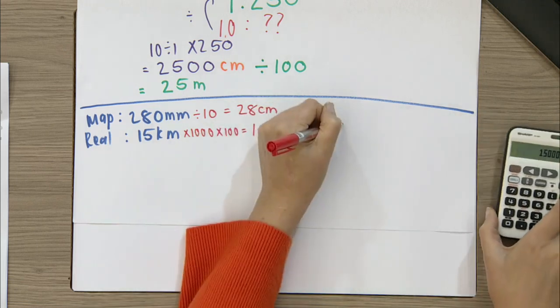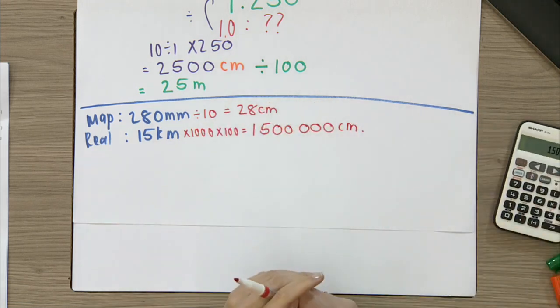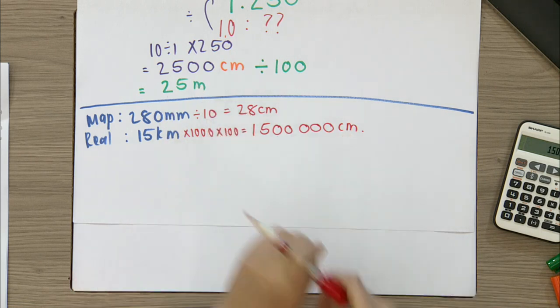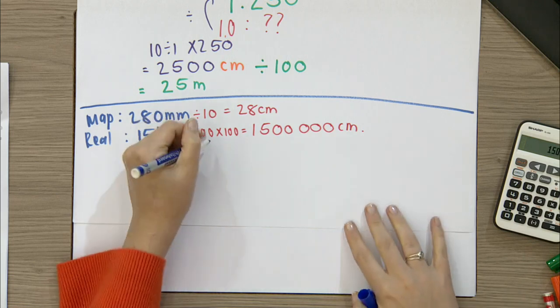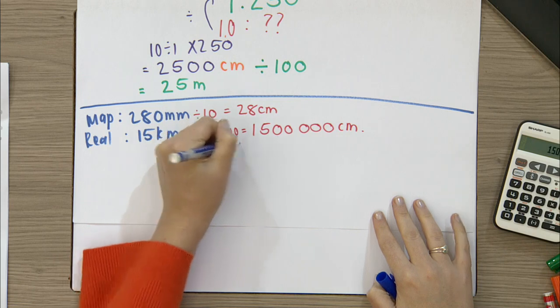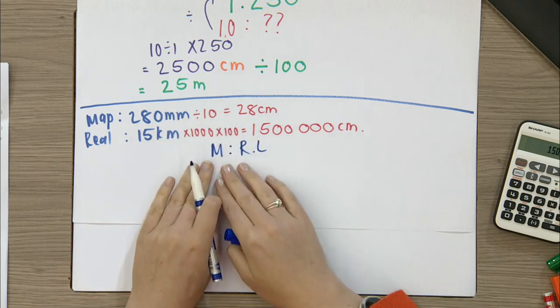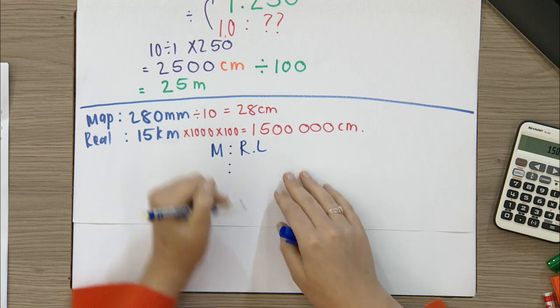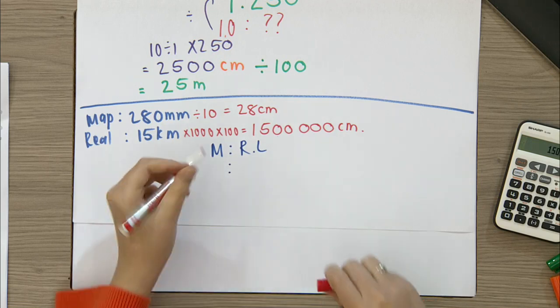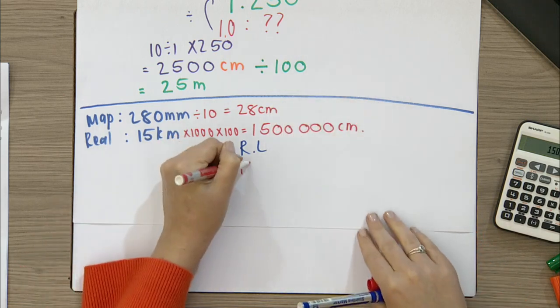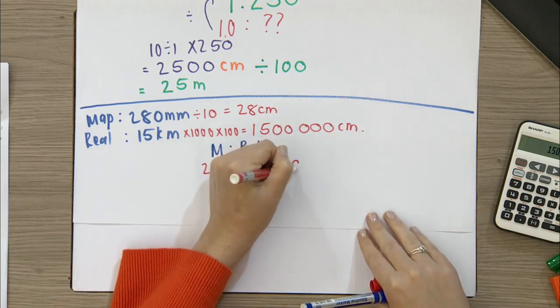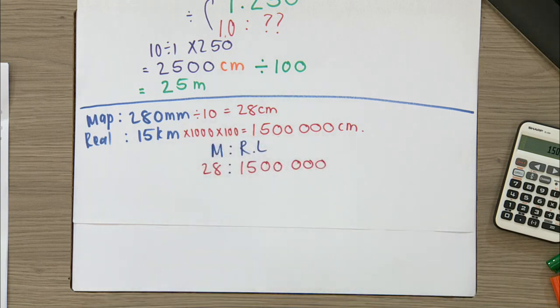And what do we know? Both of our values that we have now are in centimeters. Because my units are the same, I know that now I can go into my map calculation of saying, when I have a scale, I have map to real life. On this map, I have 28 units, and in real life, I have 1.5 million units. I know I'm working with the same units, so I'm good to go.